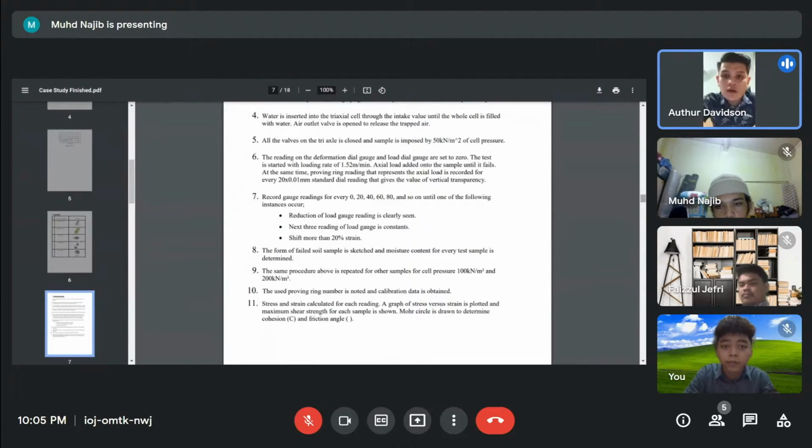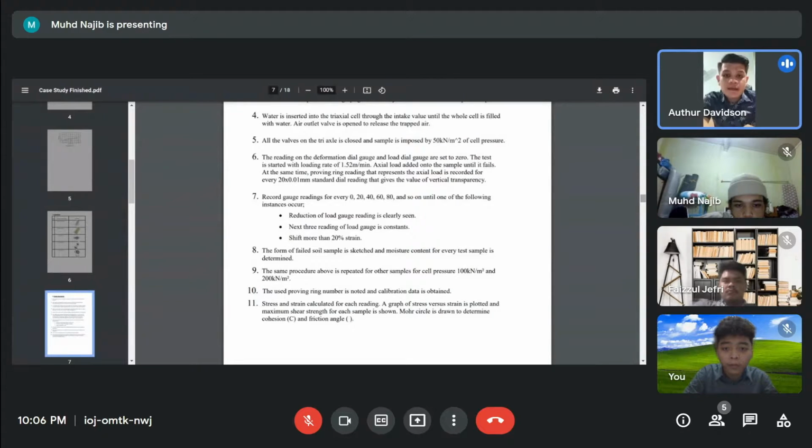Axial load is added onto the sample until it fails, and the proving ring reading that represents the axial load is recorded for every 20 times 0.01 millimeter of the dial reading that gives the value of vertical deformation. Number 7, readings are taken for every 0, 20, 40, 60, 80, and so on until the following instances occur, which is a reduction of load gauge reading, or the next 3 readings of the load gauge are constant and shift more than 20%.